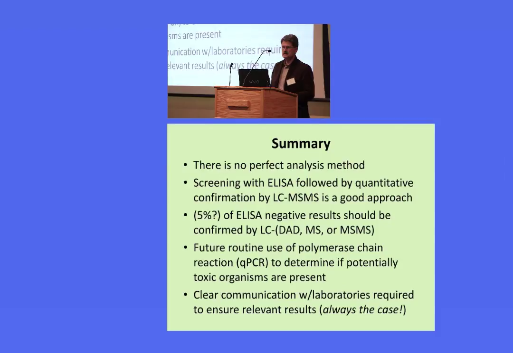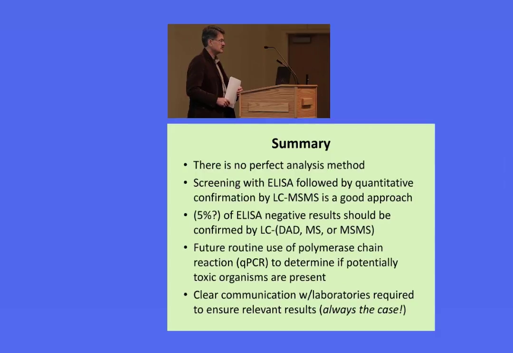So in summary, there's no perfect analysis method. We feel that screening with ELISA followed by confirmation by LC tandem mass spectrometry is a good approach. We think that at least 5% of ELISA negative results should be confirmed by liquid chromatography. Future use of qPCR is a possibility. And you should always communicate clearly with the laboratory that's doing your work, and that's the case with any analysis.